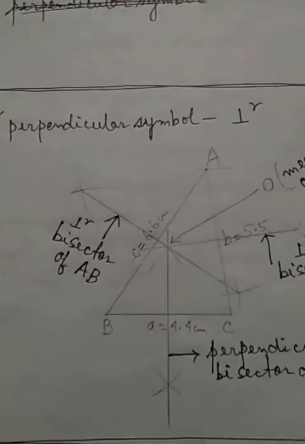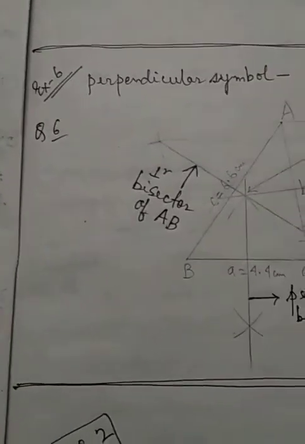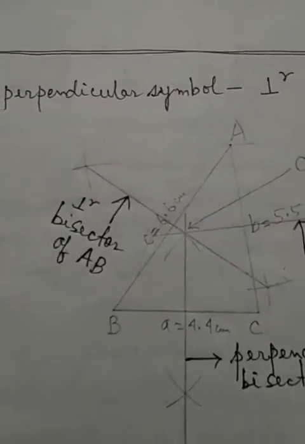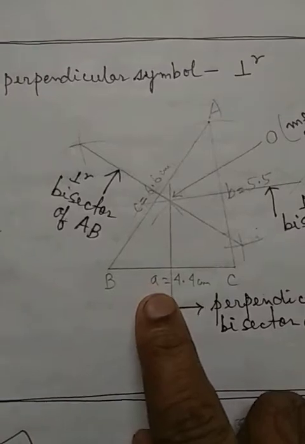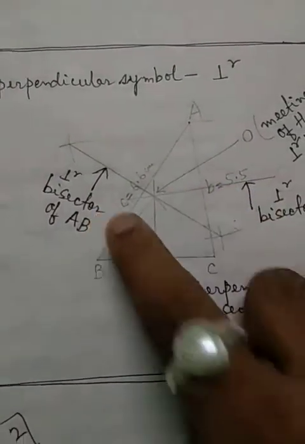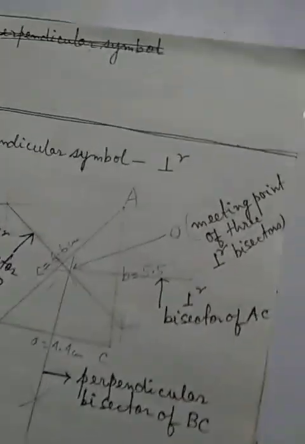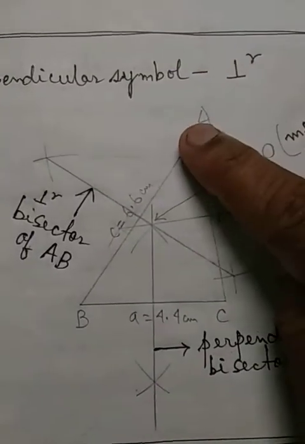Next one you see, students, at question number 6. Now in question number 6, again the same thing. First thing you have to know is that you are given to draw a triangle with small a, small b, small c. Now you have to know what is small a and what is small b and what is small c. Now small a will be the side which is opposite to vertex A.